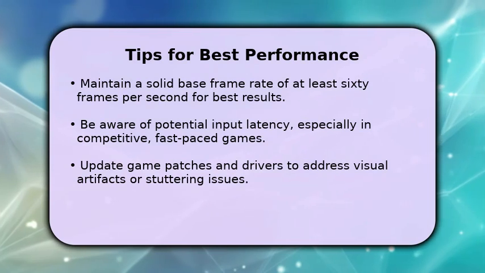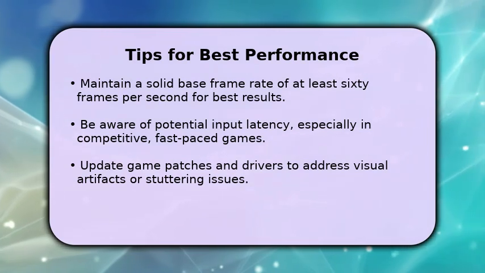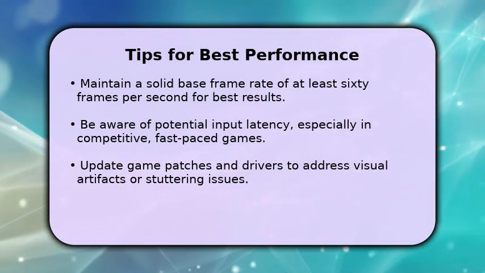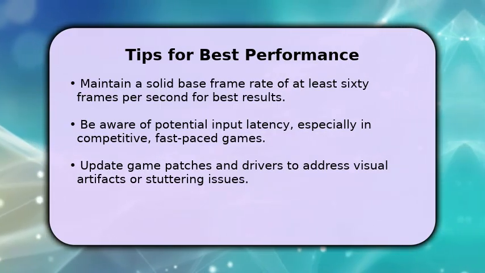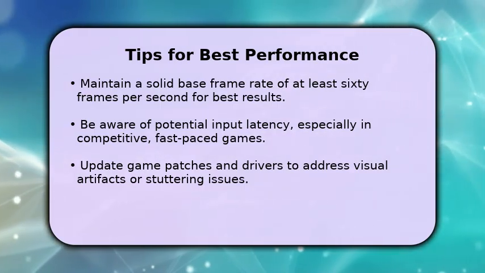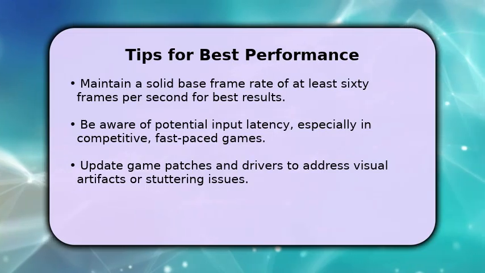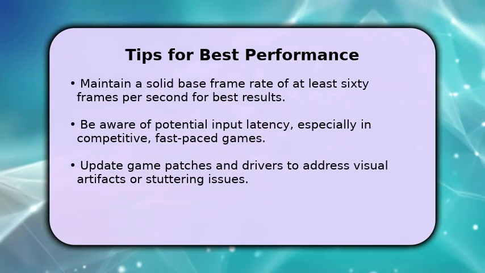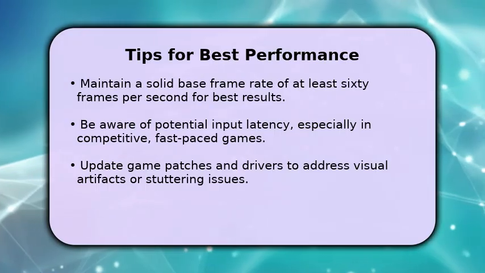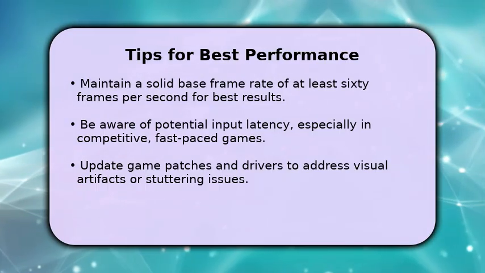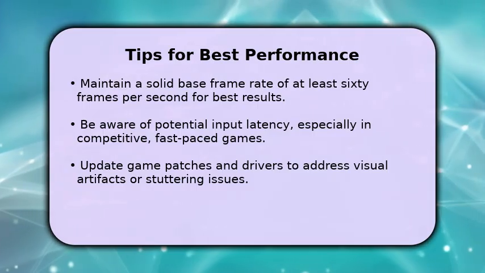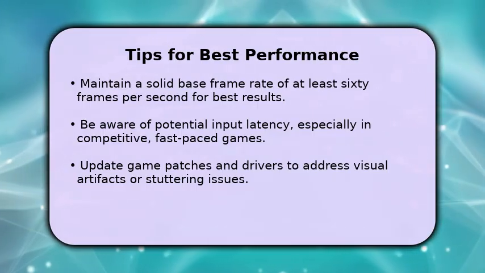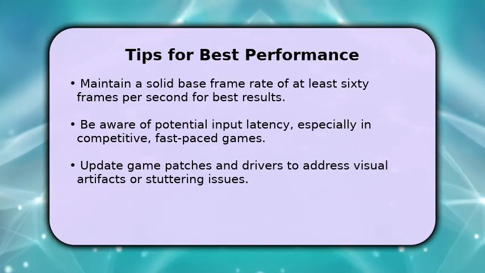For the best experience, aim for a native frame rate of at least 60 frames per second before enabling frame generation. While it boosts visuals, be mindful of a slight increase in input latency, which might affect competitive gameplay. If you encounter visual artifacts or stuttering, ensure your game and graphics drivers are fully updated. Sometimes, adjusting in-game settings or disabling conflicting overlays can resolve common issues.